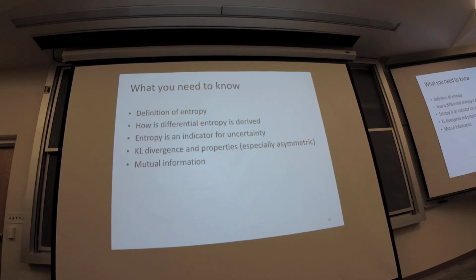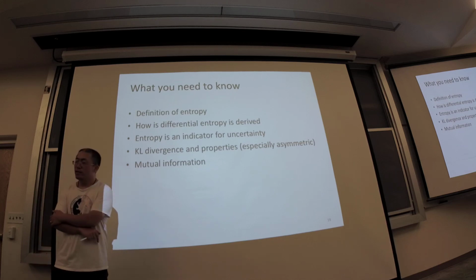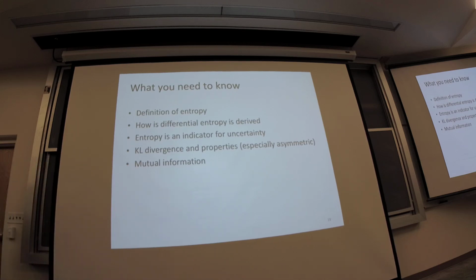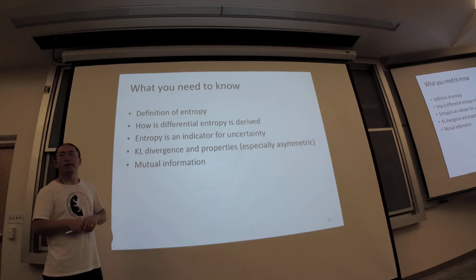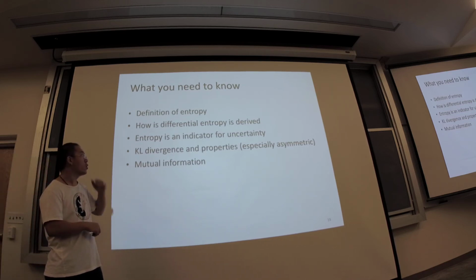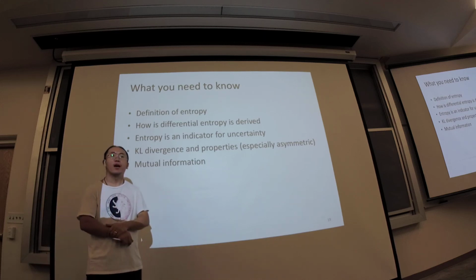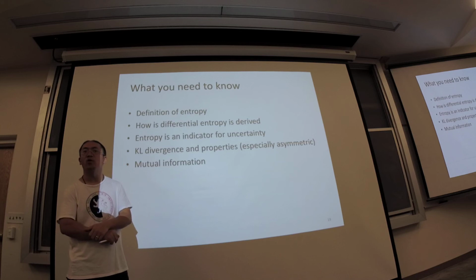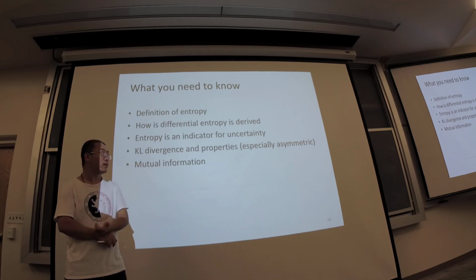So so far we have reviewed those key concepts in information theory. It's not too much, but those are so fundamental, and whenever we talk about those concepts, you should have an instinct about the meaning and the properties in your mind. So what is entropy? What is the definition of entropy? And what is differential entropy? How is differential entropy derived? What's the difference between differential entropy and entropy?